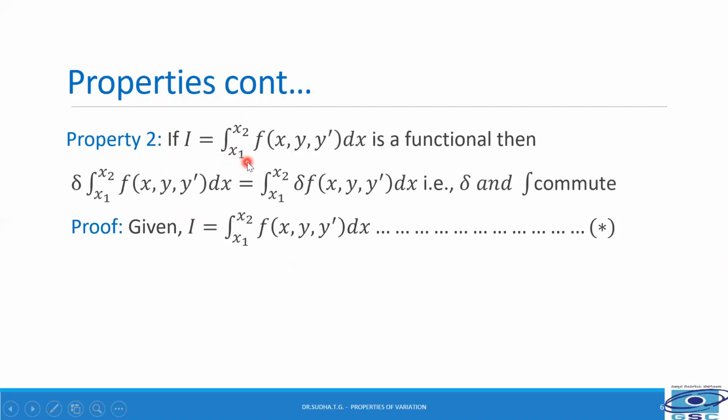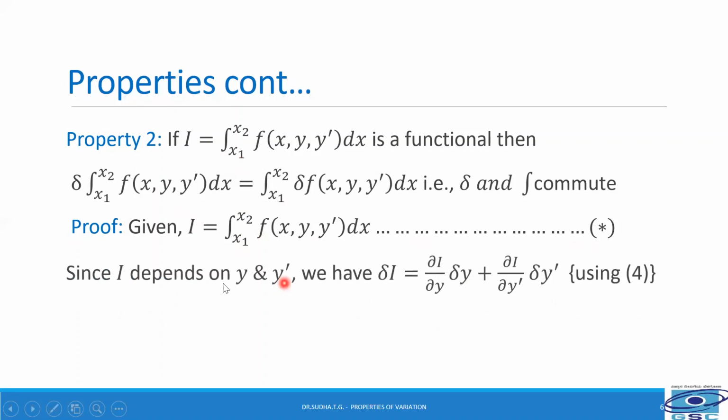I is given, that is integral x1 to x2 f of x comma y dash dx. Let us call this expression as star. Now since this I depends on y and y dash, we have variation of I. So variation of f, that expression we are going to use for variation of I, and that is dou I by dou y into delta y plus dou I by dou y dash into delta y dash. Here we have used the expression for variation of f.